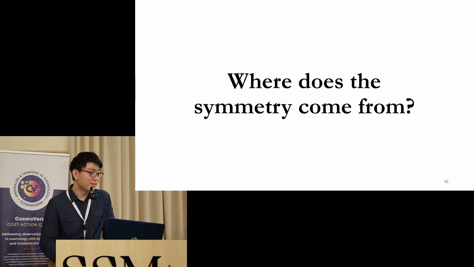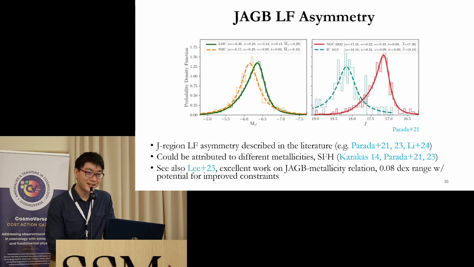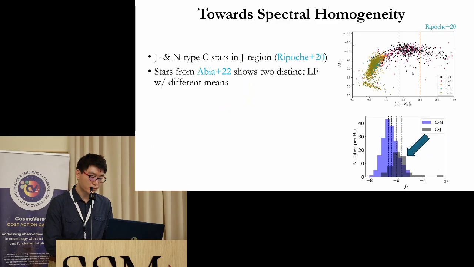luminosity come from? I think I'm running out of time, so I'll try to go through this very quickly. This asymmetry was actually also noted by other studies independent from ours. There are the Parada papers, for instance, which had attributed this to metallicity and star formation histories. Abby did an excellent study on the metallicity of the JGB. The scope of it was a little limited, in a range of 0.08 dex, but I'm certain there's a lot of potential to improve there.